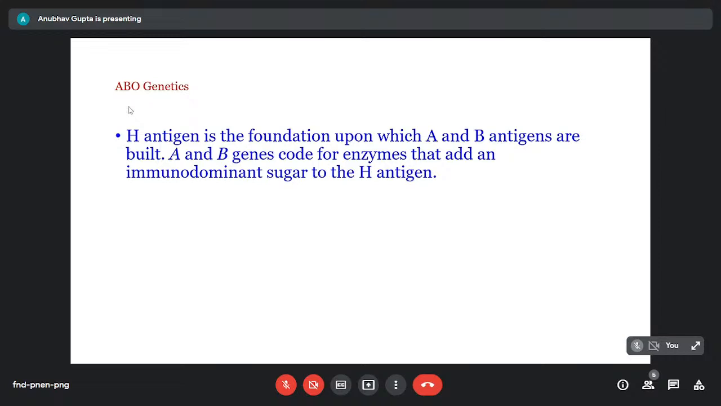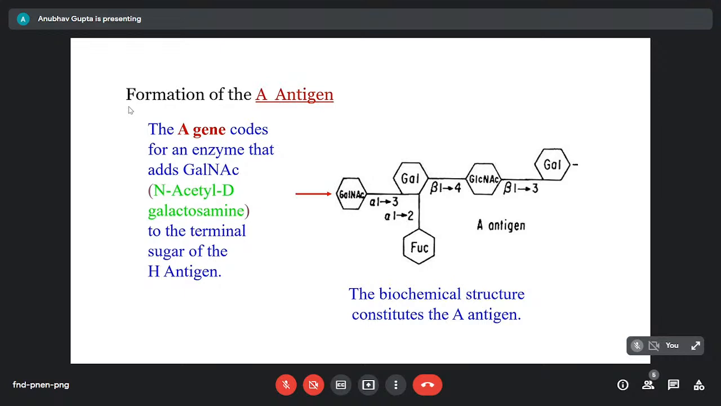So H antigen is the foundation for the A and B antigen, and the A and B genes code for the enzymes that add an immunodominant sugar to the H antigen. This means, in this slide I have told you, if fucose is added to the galactose through the alpha 1,2 linkage, we are having the precursor molecule galactose and N-acetyl glucosamine followed by the galactose, and fucose is added at the 1,2 linkage. On that, if an N-acetyl galactosamine is added at alpha 1,3, it forms the A antigen.